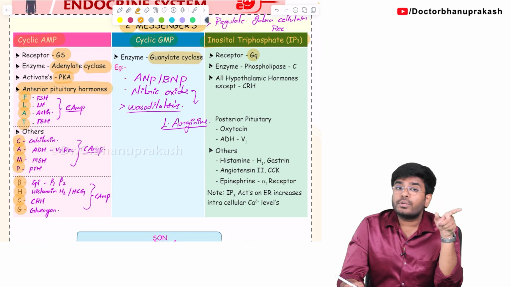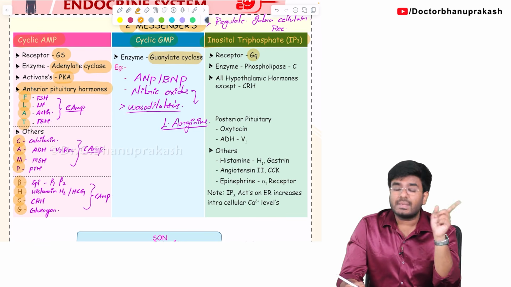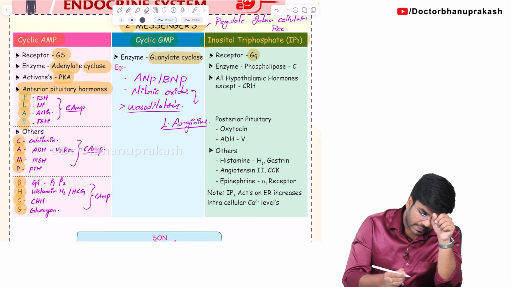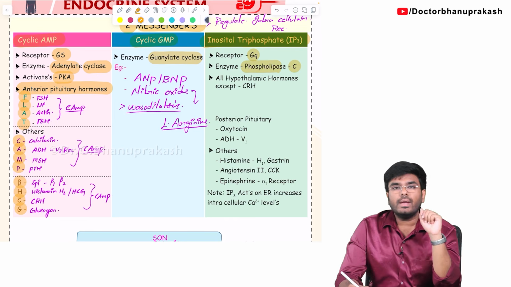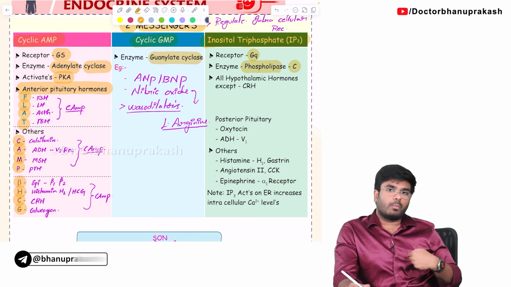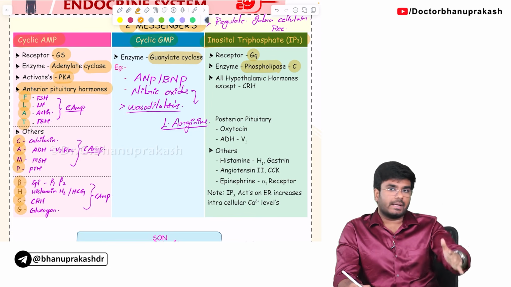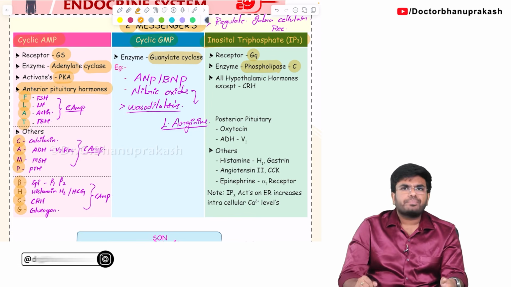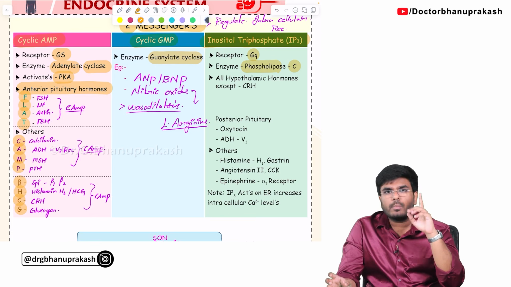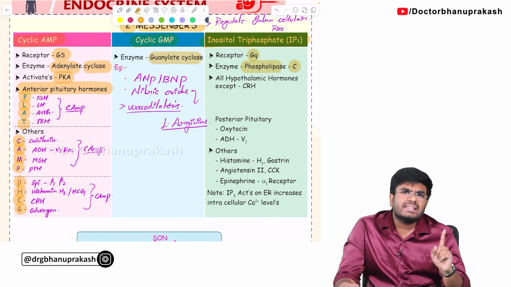Adenylate cyclase produces cyclic AMP, but here the enzyme is different. The enzyme involved is phospholipase C. Okay. Now the question is, which hormones in our body produce IP3 as a secondary messenger? See, how to remember? All hypothalamic hormones, all hormones which are going to come from the hypothalamus, except one.